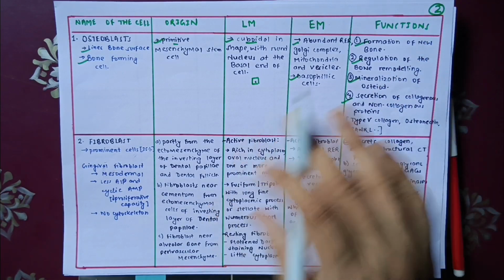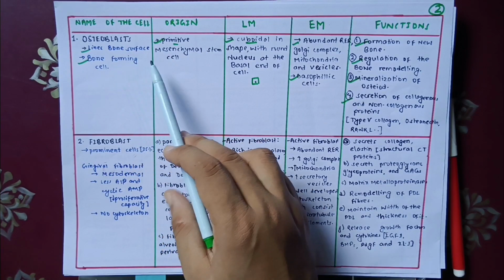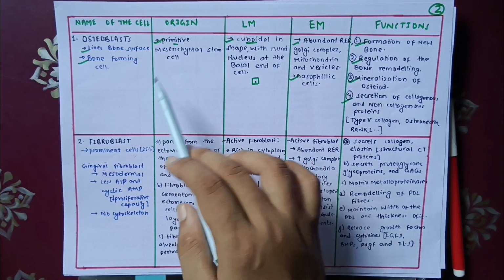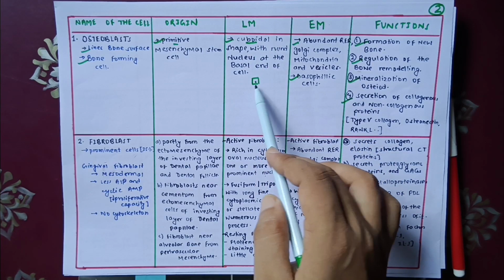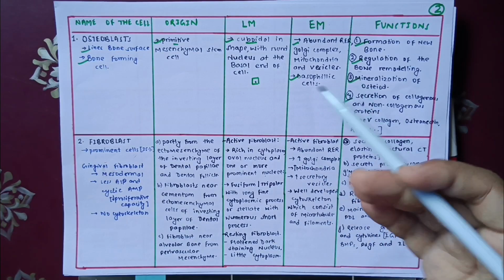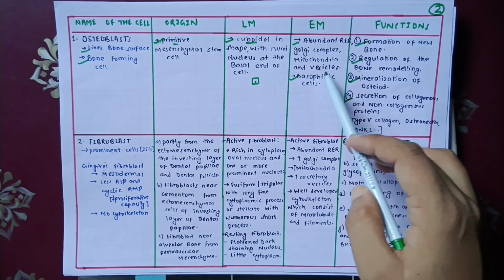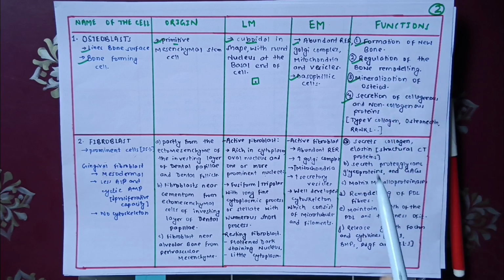So we have completed the osteoblast. Just remember, it is a bone forming cell that lines the bone surface. The primitive mesenchymal stem cell is its origin. In light microscope it is cuboidal with the nucleus at the basal end. In electron microscope it has abundant rough endoplasmic reticulum, Golgi complex, and vesicles that are responsible for protein synthesis, and we have discussed the functions.